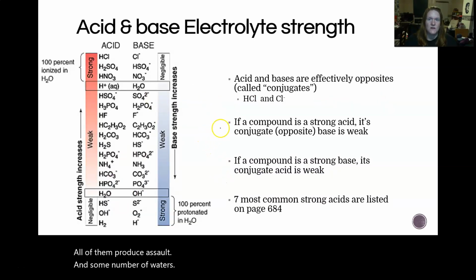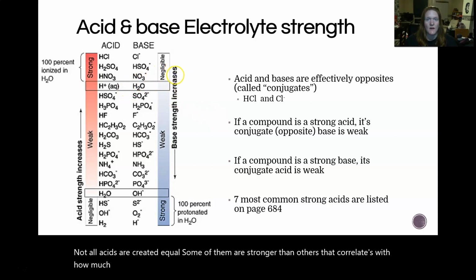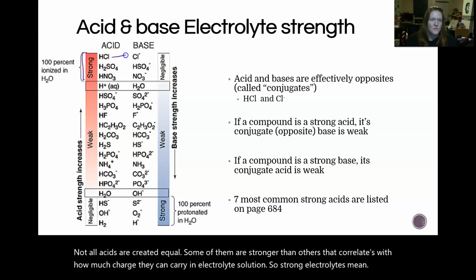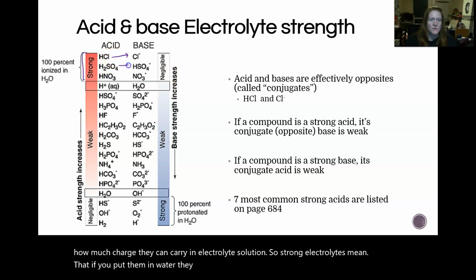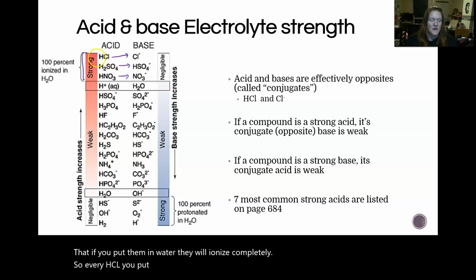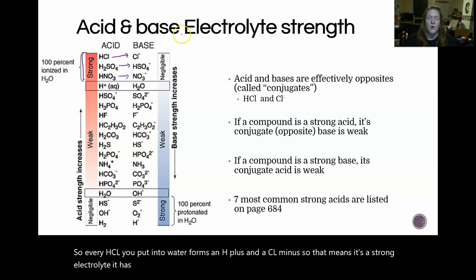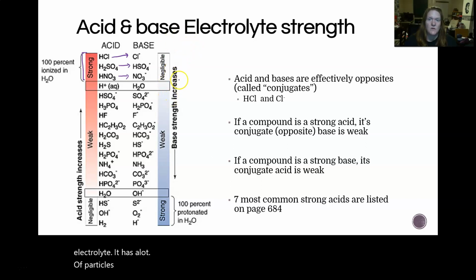Not all acids are created equal. Some of them are stronger than others. That correlates with how much charge they can carry in an electrolyte solution. So strong electrolytes mean that if you put them in water, they will ionize completely. So every HCl you put into water forms an H plus and a Cl minus. So that means it's a strong electrolyte. It has a lot of particles, relatively speaking, that are charged, so it can carry electrons around.